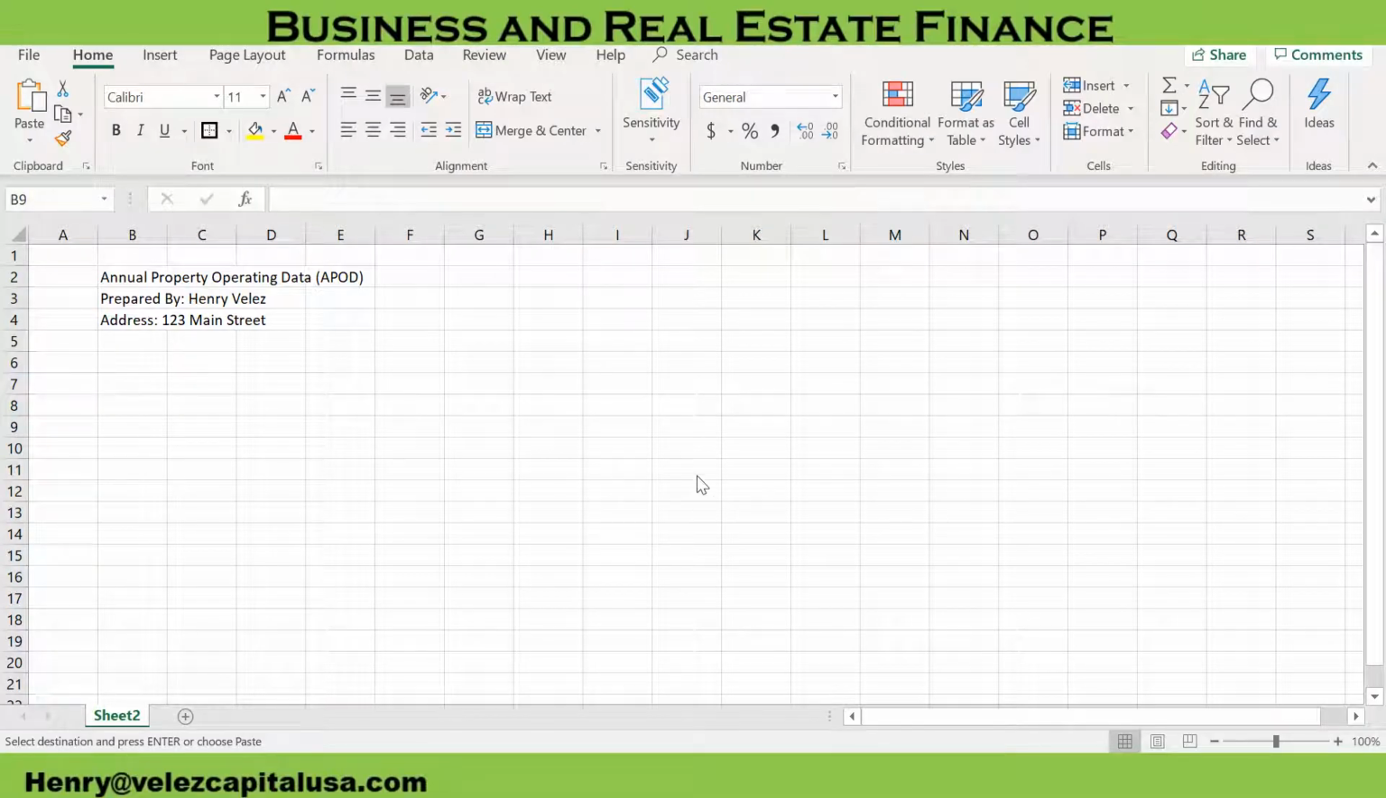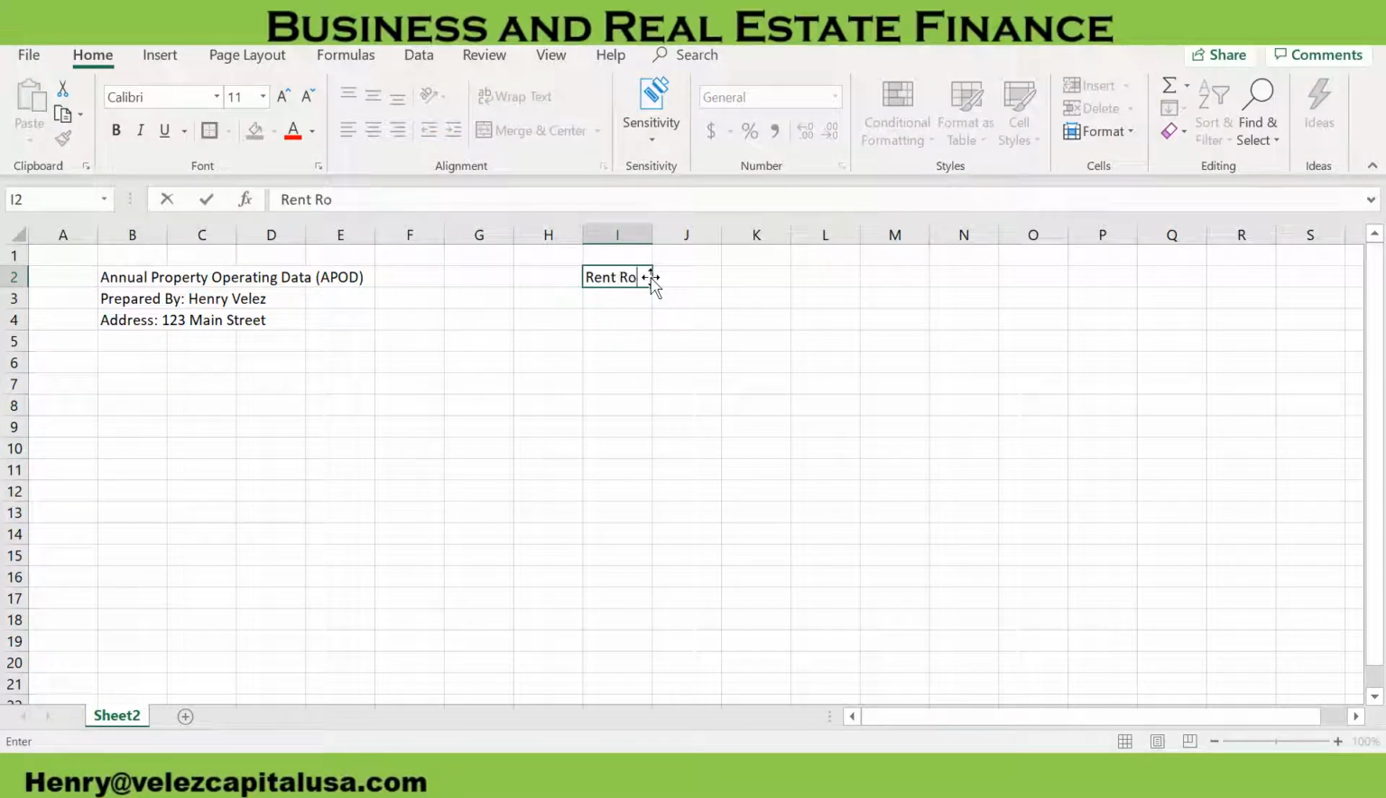Hey guys, okay, so let's get started. I put some basic information up here, and the first thing we're going to do is build out the rent roll, okay? So let's give that a title, and we're going to populate some fields based off the lease information that we get.